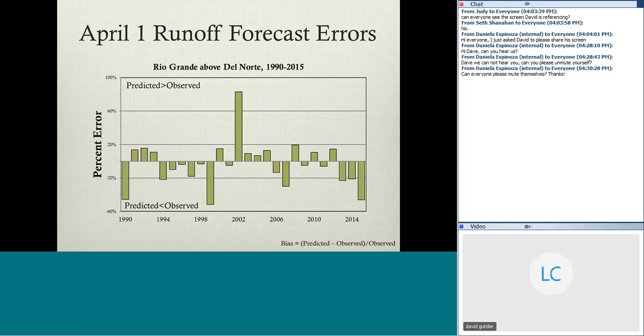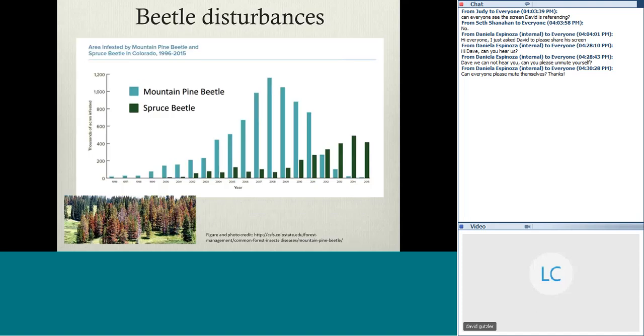You can see there's a lot of variability in the error. Some years there was a large negative bias, and in other years, like 2002, the forecast was way above what actually happened. So then one of the next questions is, what's influencing those errors? Why is it so good some years, and why is it so bad in other years?